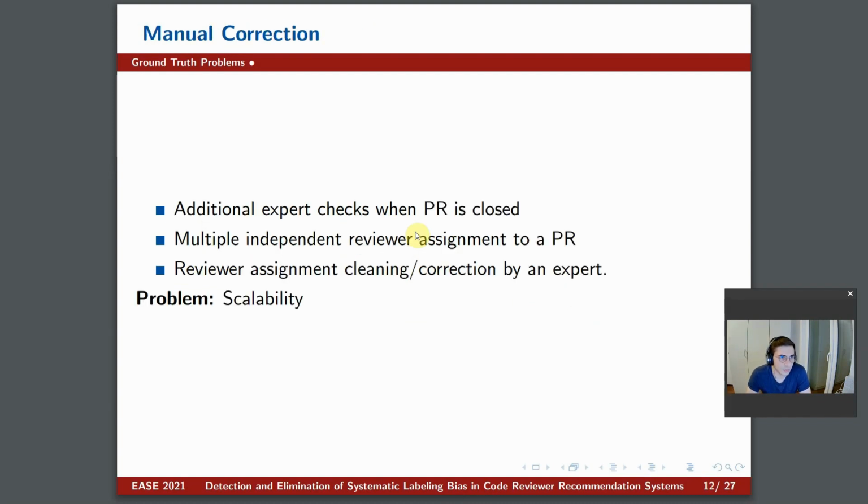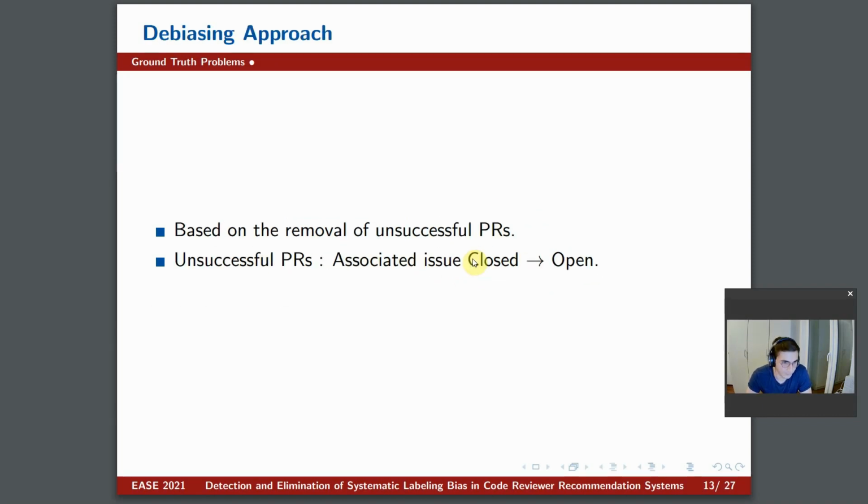And here's an example of manual correction. An additional expert can check when a PR is closed, and the second option is that we can assign multiple independent reviewers to a PR, and then we can pick the best one. And the third one is that one expert can manually correct and clean reviewer assignments. But here the problem is about scalability. One expert cannot correct and clean reviewer assignments manually with 10,000 pull requests.